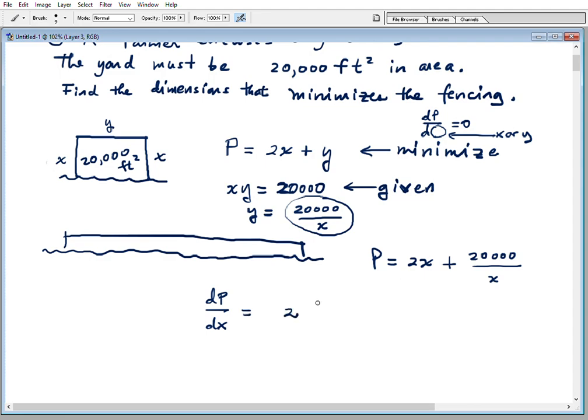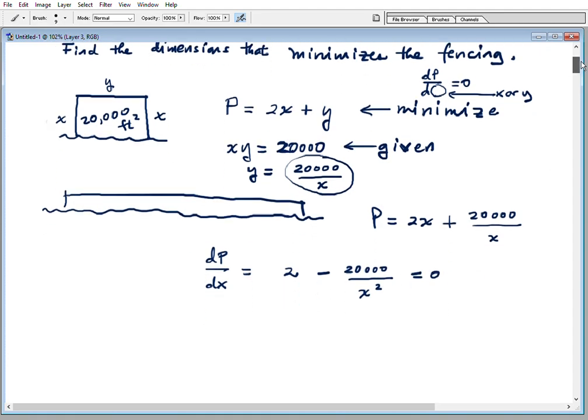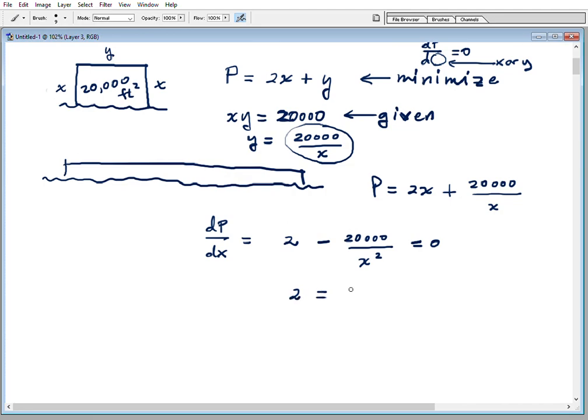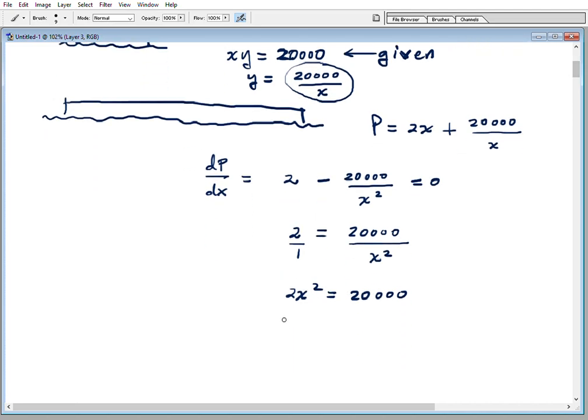So differentiate, we have 2. And remember, the derivative of 1 over x is minus 1 over x squared. So here we have minus 20,000 over x squared. And since we're finding a minimum, we'll set equal to 0 and solve. Okay, so here's what we have. If we cross multiply, 2x squared is equal to 20,000, or x squared is equal to 10,000, or x is the square root of 10,000.